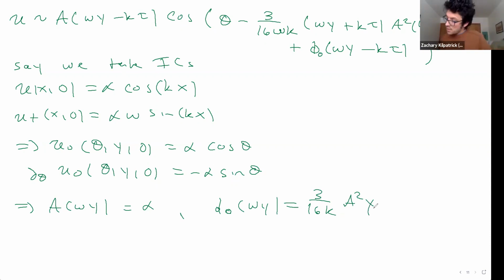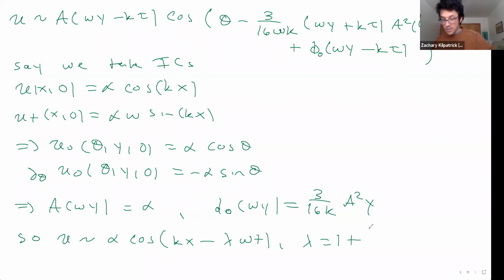So we can write u in a much simpler form now: α cosine of (kx minus λωt), where λ is equal to 1 plus 3εα squared over 8ω squared. And this looks very much like your standard transport equation solution, except that you have a velocity that depends linearly on the frequency to first order, but then nonlinearly on frequency to higher order.